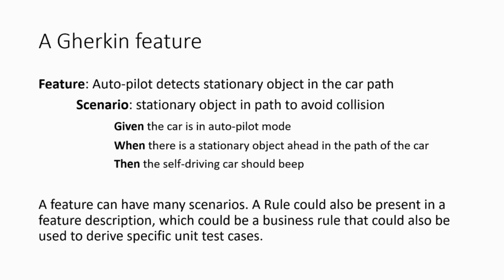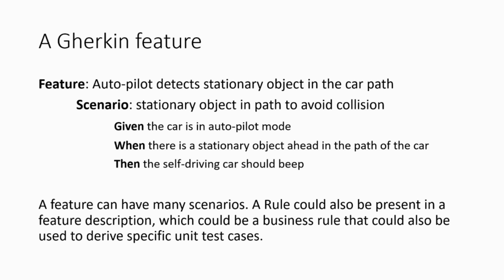A Gherkin feature could read like this: autopilot detects stationary object in the car path, and the scenario within the feature is that of a stationary object in path to avoid collision. So it would read like, given the car is in autopilot mode, when there is a stationary object ahead in the path of the car, then the self-driving car should beep.